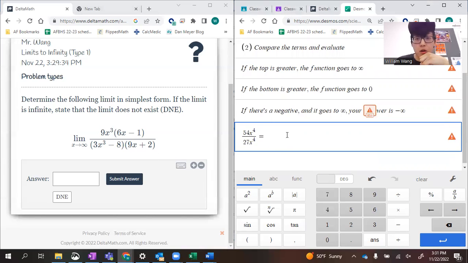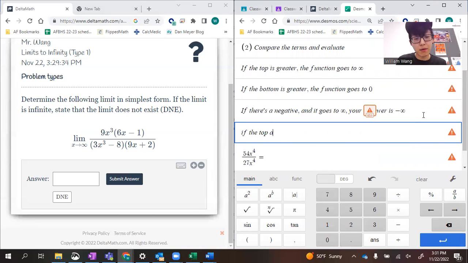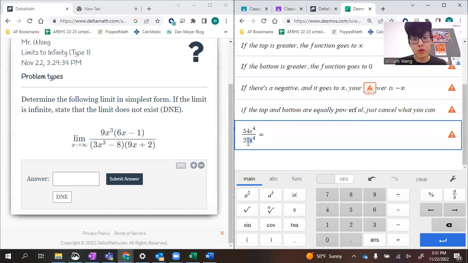So I actually didn't even go over if the top and bottom are equally powerful: just cancel what you can, basically. So 54x to the 4th and 27x to the 4th. This x to the 4th, you can cancel them out. So it's 54 divided by 27, which actually just simplifies to 2. So my limit is 2.